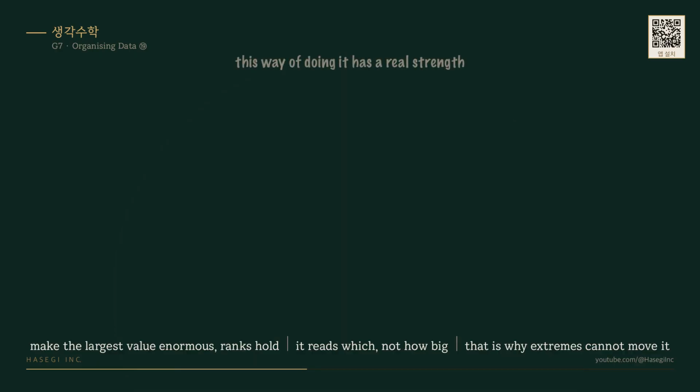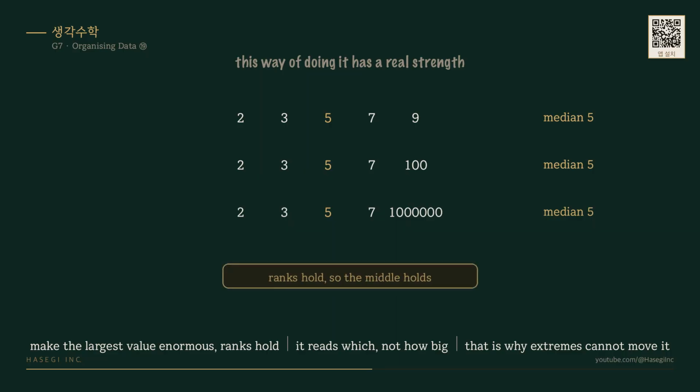This approach has a real strength. Change the largest value to 100 or to 1,000,000 and the ranks are unchanged, so the middle position is unchanged too. The median reads which one it is, not how big it is. That is why one owner's salary could not move the median last time.